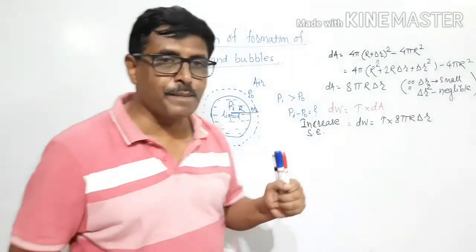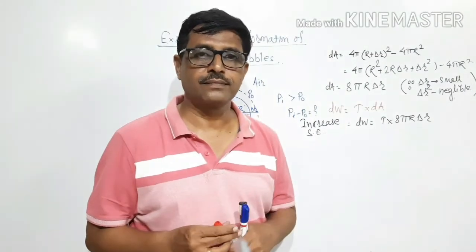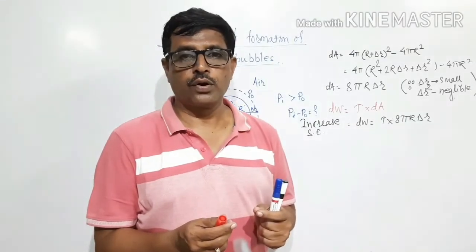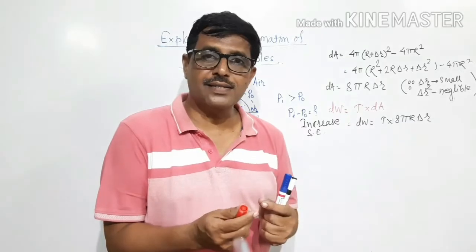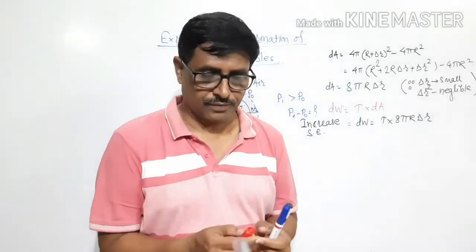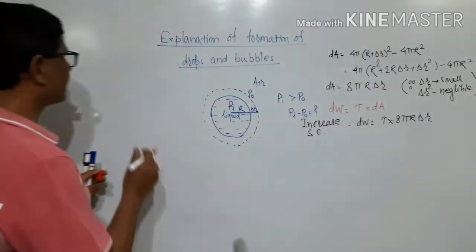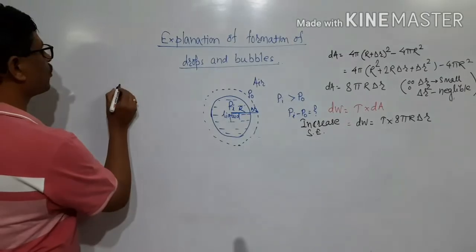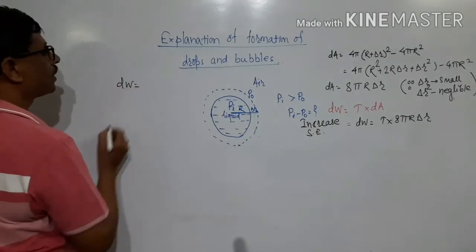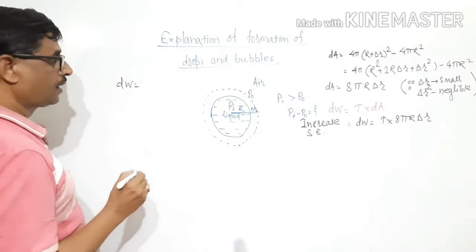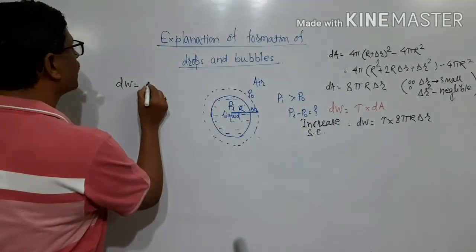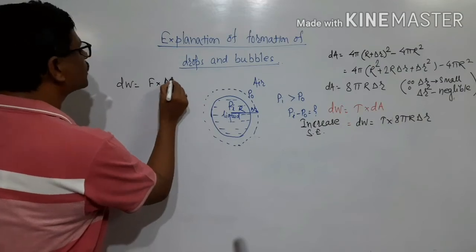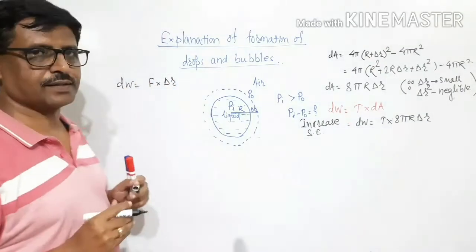Now we will find out mechanically the work done to increase the area. How can it be found out? The work done to increase the area, I will write here, dW is equal to the force into displacement. How much is the displacement? Delta R is the displacement.